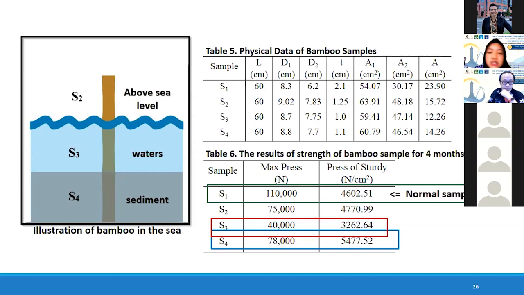In addition, according to Sugianto et al. 2020, bamboo with large amount of attacked boring organism will slowly weaken and break so that it will produce a small strength value from the bamboo. Thank you.